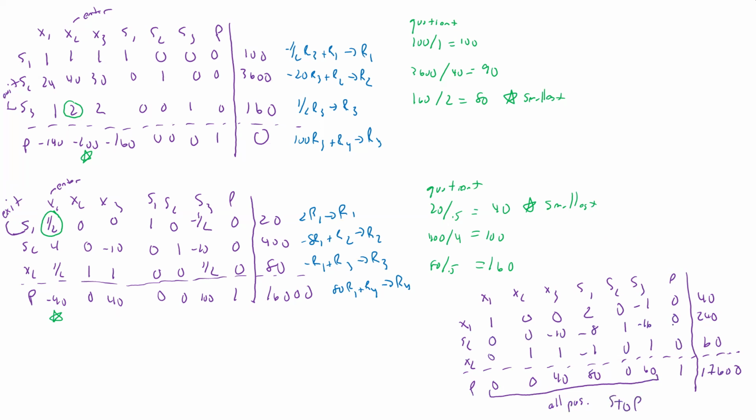Okay. And what does that tell us? Well, it tells us our max P is going to be $17,600 is how much we're going to make. And how many acres? It looks like 40 acres of A and X2, so 60 acres of B. And then we'll have 0 acres of C planted.